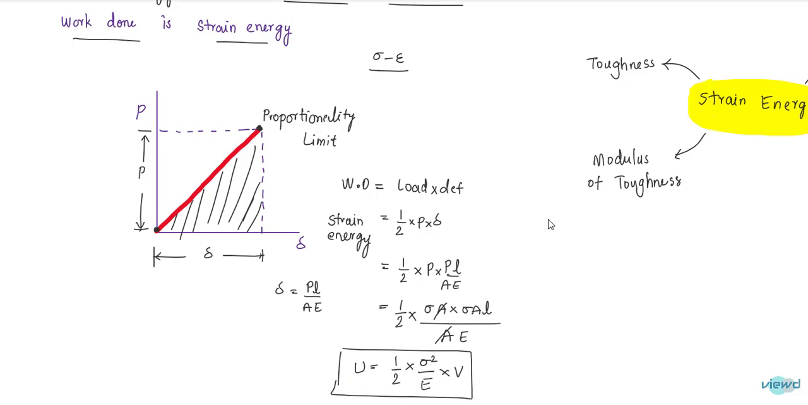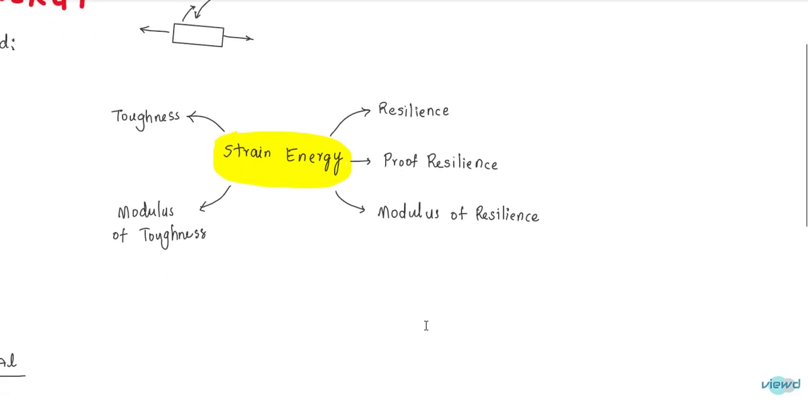So this is the normal strain energy, but we encounter some terms called resilience, modulus of resilience, and all this. In strain energy there are different types like resilience, proof resilience, modulus of resilience, toughness, and modulus of toughness. Many people confuse between these terms, and we will see clearly what is the difference between them and what are their units. First let us see resilience.